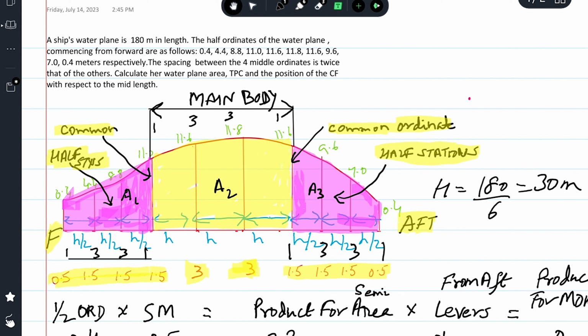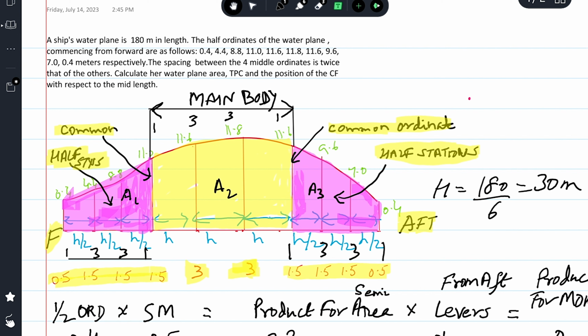So what all things do I have to focus on? First thing is that I have been given half ordinates, so I will get half area. I must multiply by 2 in the end to get the full area. Then I note that my ordinates are arranged commencing from the forward part to the aft part. So 0.4 is the forwardmost one, and then you're going to aft. The aftermost is also 0.4.